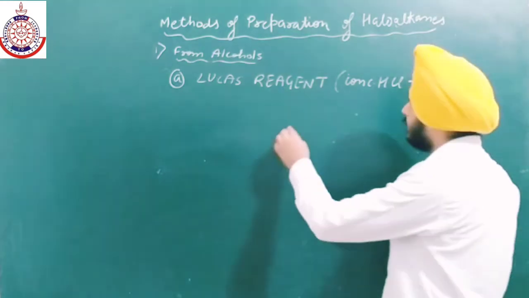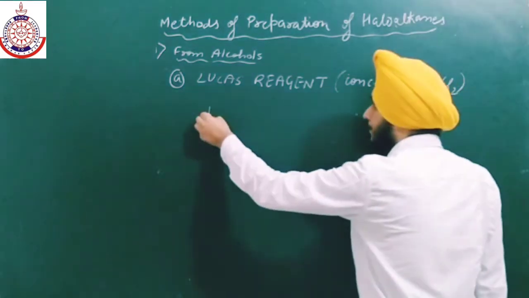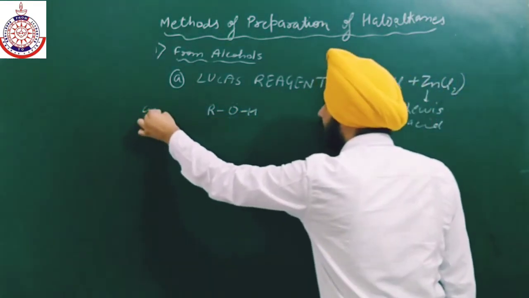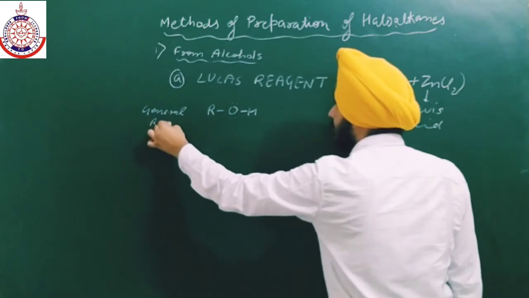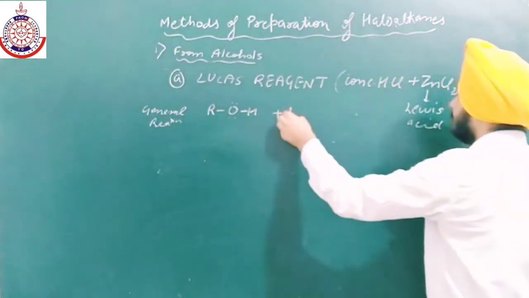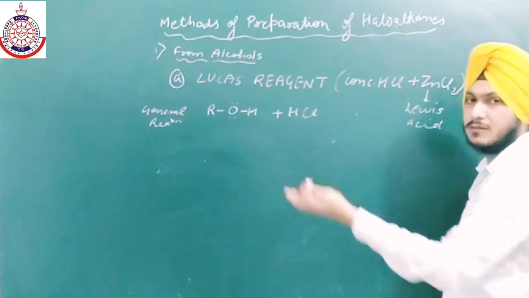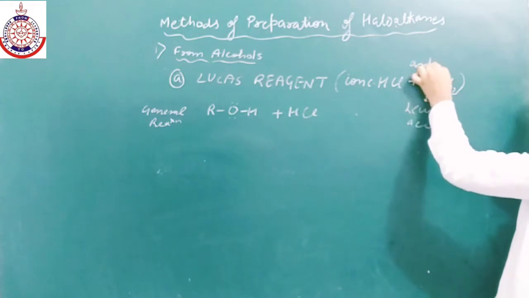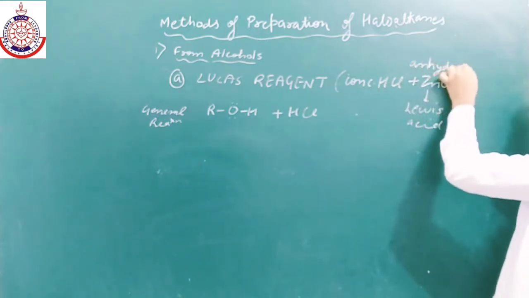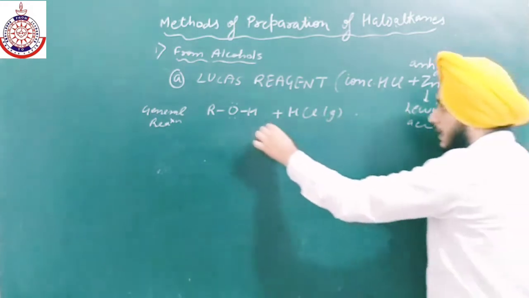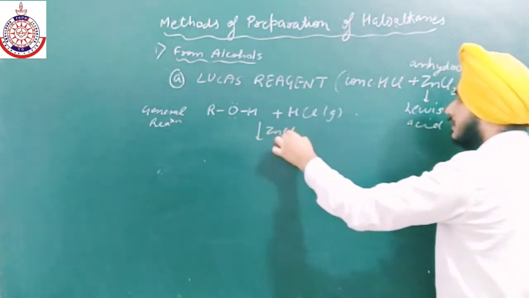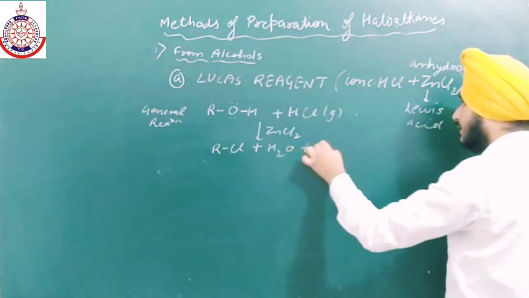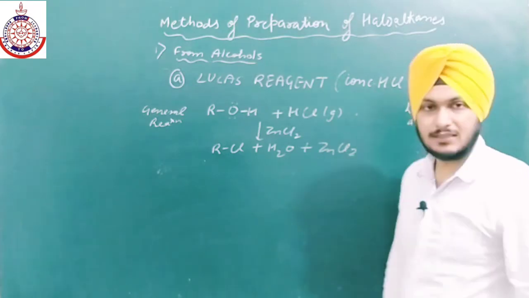So the first step is, again we have alcohol, and I am writing the general reaction again. The general reaction is ROH plus concentrated HCl in the gaseous state, and this ZnCl2 is anhydrous. That is why HCl is in the gaseous state, and in the presence of anhydrous ZnCl2, we will get RCl plus H2O plus ZnCl2. So this is the general reaction.